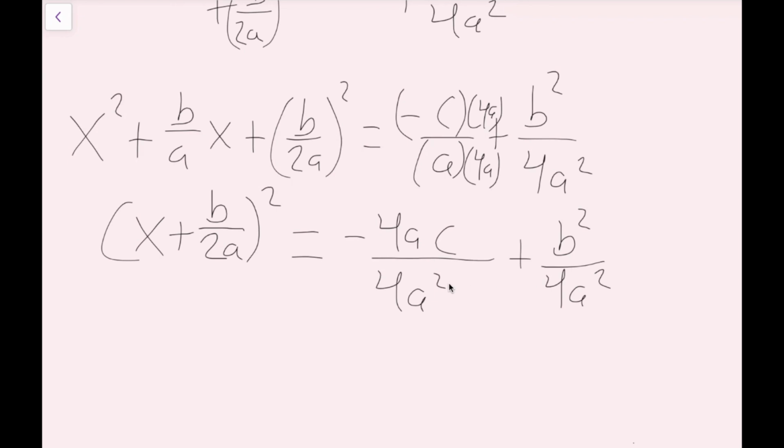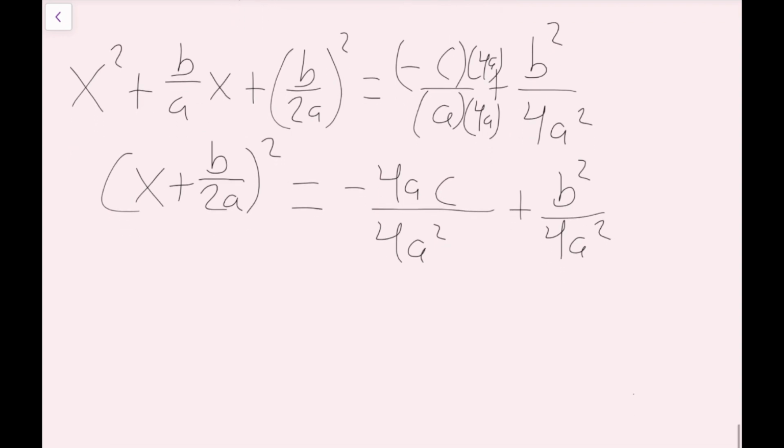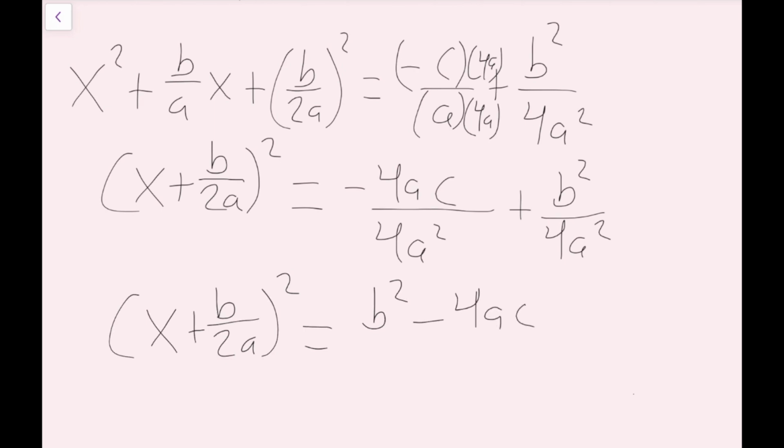Now what I'm going to do is just put this all under one denominator, and I'm going to have it be b squared minus this 4ac, just to make it look a little nicer so we don't start with a negative. So I'll keep the left side the same, x plus b over 2a. And then this is going to equal b squared minus 4ac over our common denominator, which is 4a squared. All right, now what I want to do is take the positive and negative square root of both sides to cancel out this quantity squared on the left side.